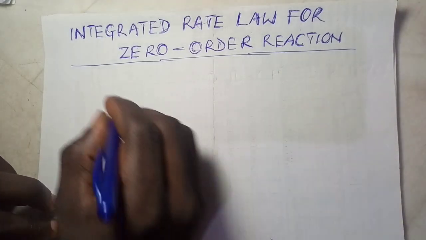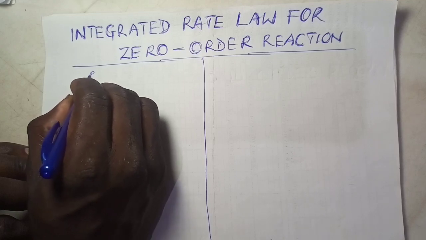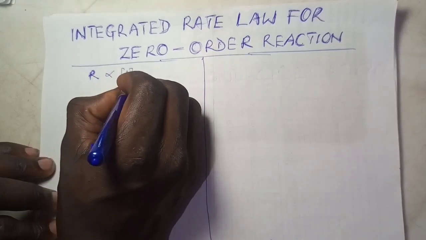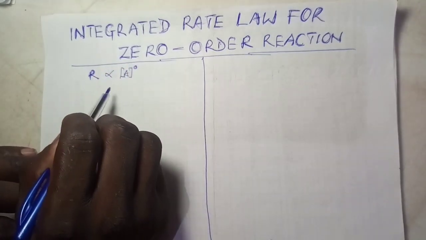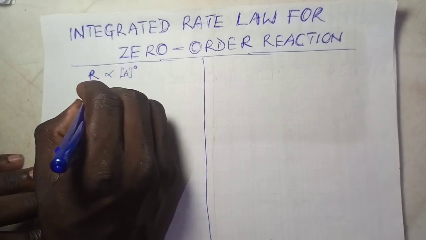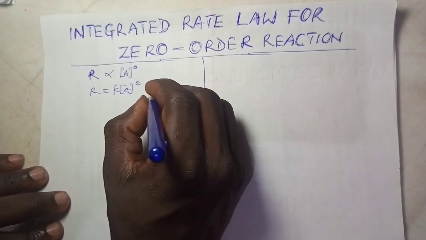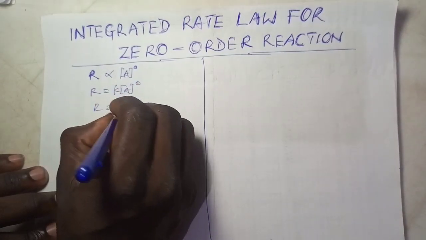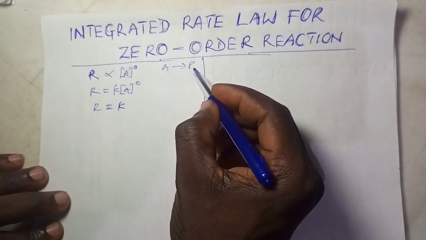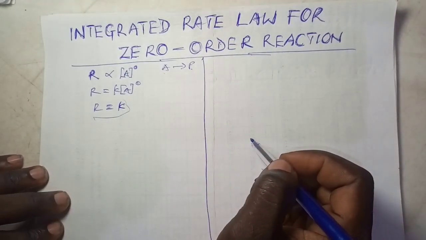Zero order reaction. When you have a rate law like this, where the rate does not actually depend on the concentration of the reactant, in this case you have R is equal to K A raised to power 0, which is equal to R is equal to K. The rate is independent of the concentration of the reactant. That is what is happening here. So it is a zero order.